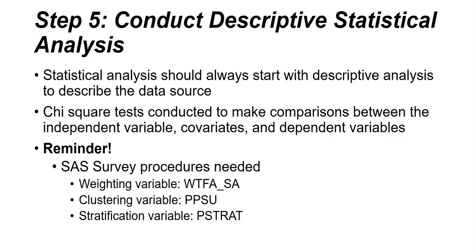Moving on to step 5, conduct the descriptive statistical analysis. Your statistical analysis should always start by describing the data in the dataset. Then you can start to make comparisons, and chi-square tests are conducted to make comparisons between independent variables, covariates, and dependent variables. But as a reminder, make sure when you do this, you use the SAS survey procedures and the appropriate variables. So for this example, we have to make sure we use the weighting variable of WTFA_SA, clustering variable of PPSU, and stratification variable of PStrat.